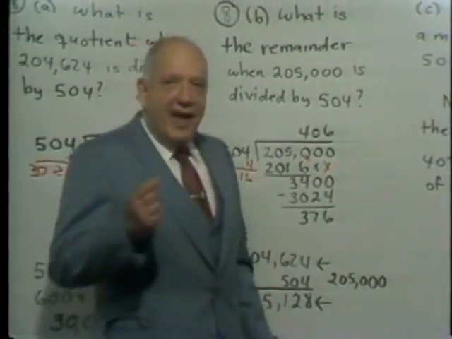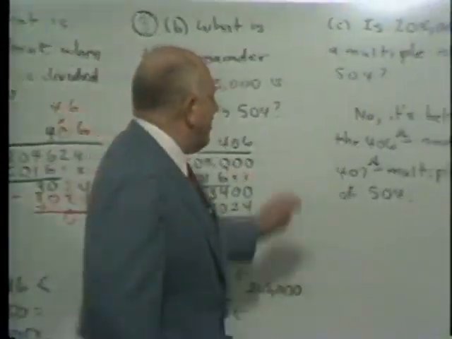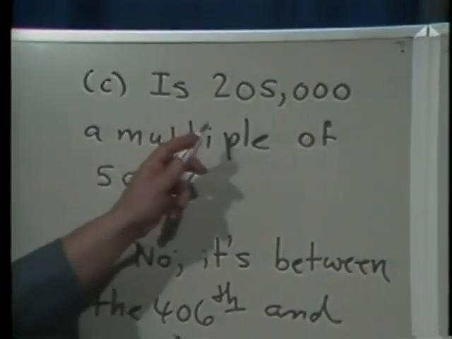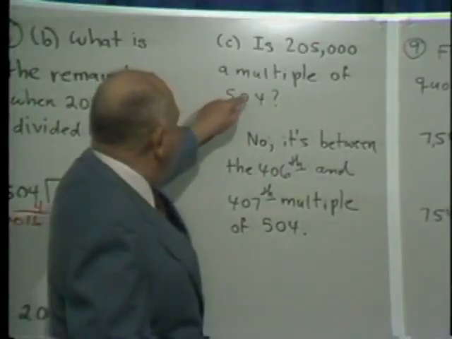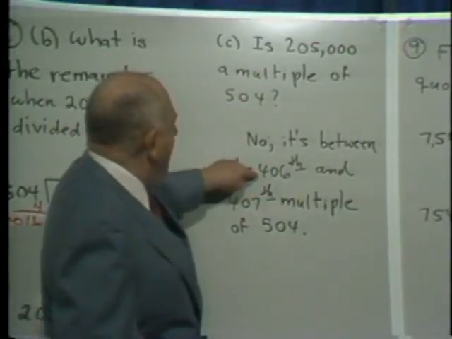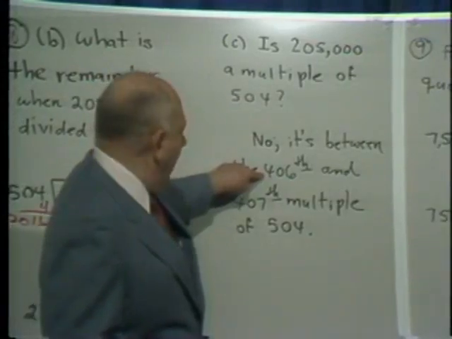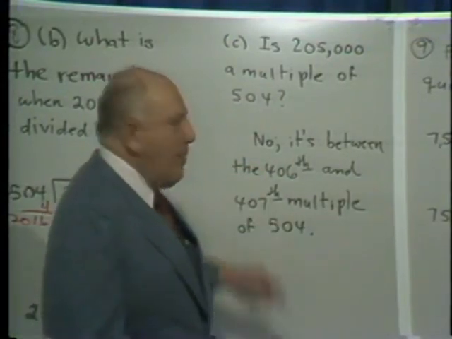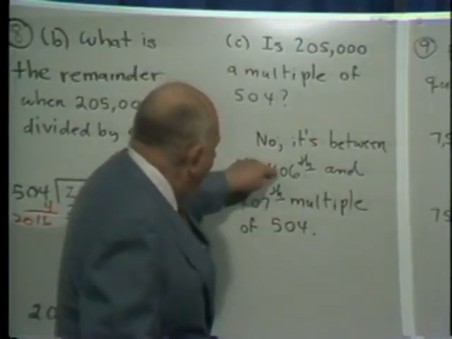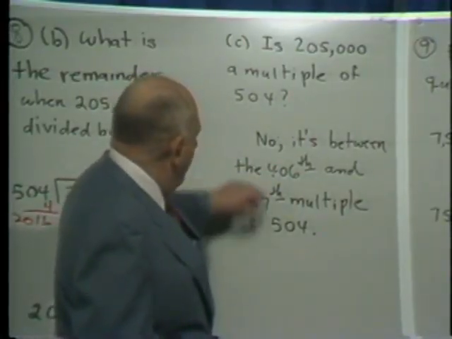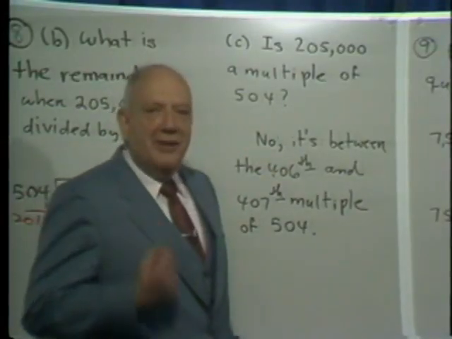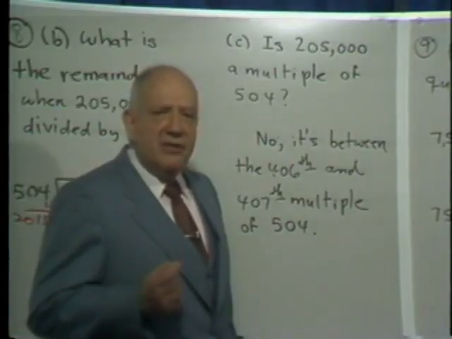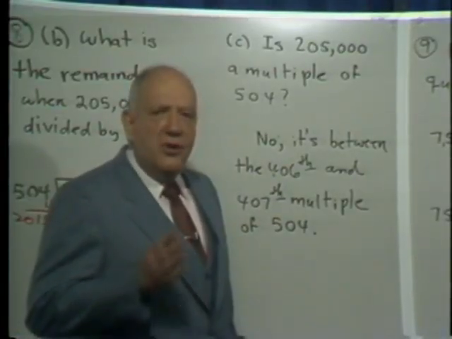And that brings us to the answer to part C. Namely, it says, is 205,000 a multiple of 504? And the answer is no, because when we count by 504s, the 406th multiple was too small to be the right answer, the 407th multiple was too big, and there are no multiples of 504 between the 406th and the 407th.